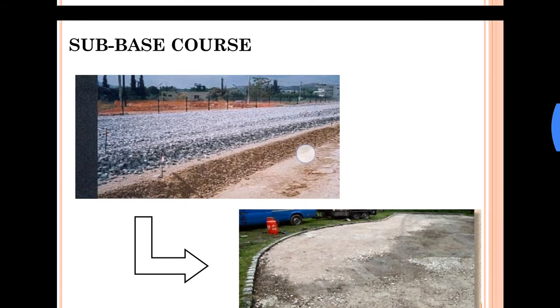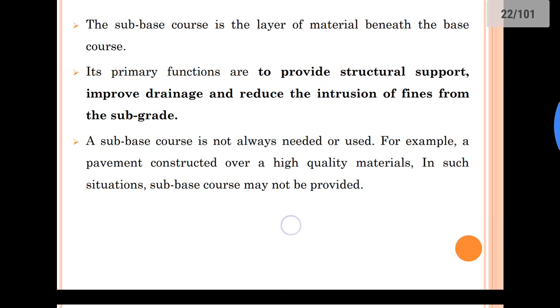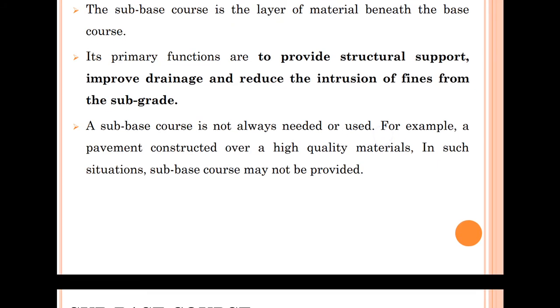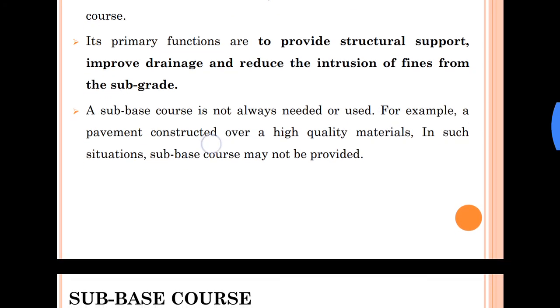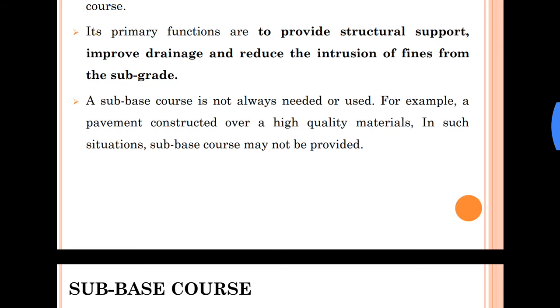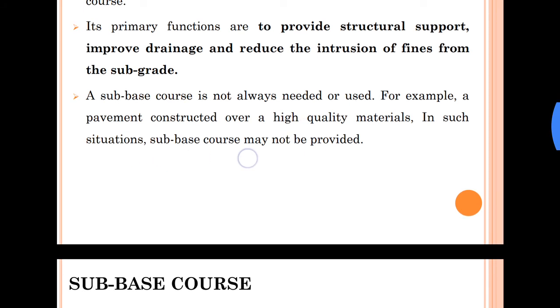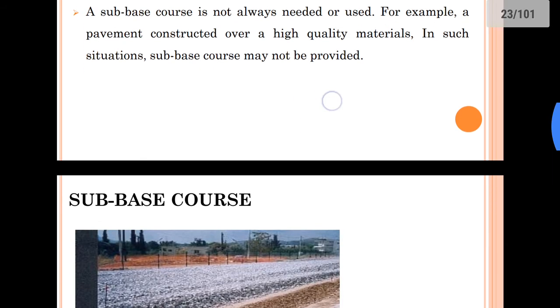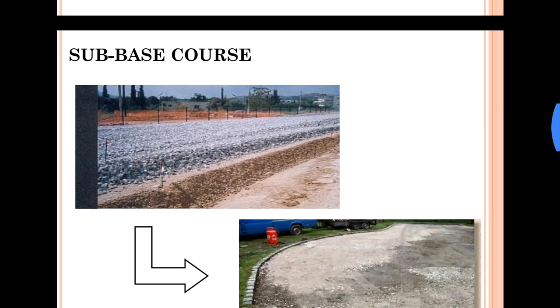Okay, a subbase course is not always needed or used. For example, a pavement constructed over a high quality material, in such situations subbase course may not be provided. Okay, so this is an additional layer which may or may not be provided, depends on the environment.